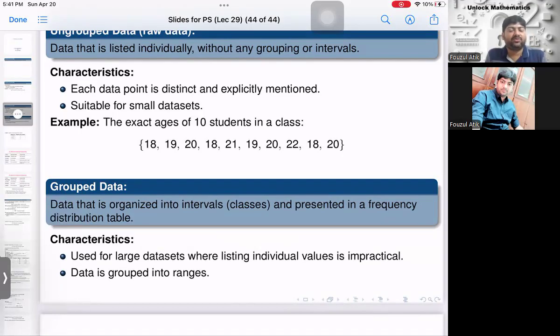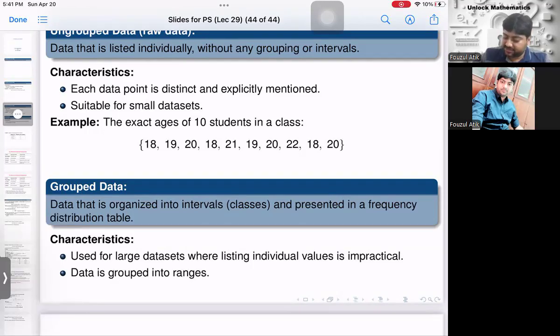Like in the previous example, you collected the ages of 10 students. Now imagine if you want to collect the ages of the whole state's students, maybe the first year, second year BTech students. It's a huge amount of data. In that case, we will not write the whole exact data, but we will make it grouped data, so data is grouped into ranges.